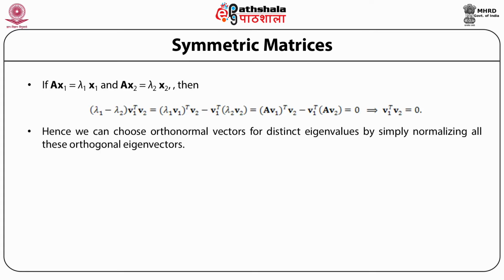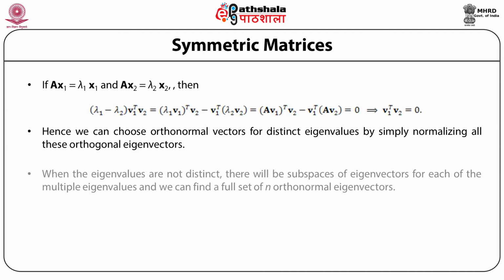Hence, we can choose orthonormal vectors for distinct eigenvalues by simply normalizing all these orthogonal eigenvectors. When the eigenvalues are not distinct, there will be subspaces of eigenvectors for each of the multiple eigenvalues, and we can find a full set of n orthonormal eigenvectors.